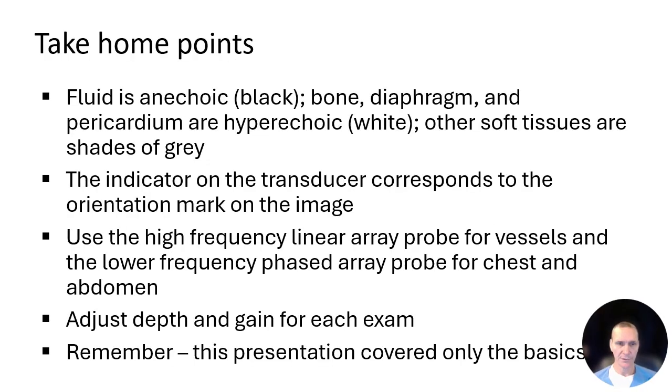So, take-home points. Fluid is anechoic, it's black. Things like bone, diaphragm, pericardium, those are hyperechoic, they're white on the screen. Tissues, muscles, those are going to be some sort of shade of gray. Always know where your indicator is. The indicator on the transducer corresponds to the orientation mark on the image. Use the higher frequency linear probe for vessels, potentially the lung, and the lower frequency phased array probe for the chest and abdomen. You can also use the convex probe for the abdomen.